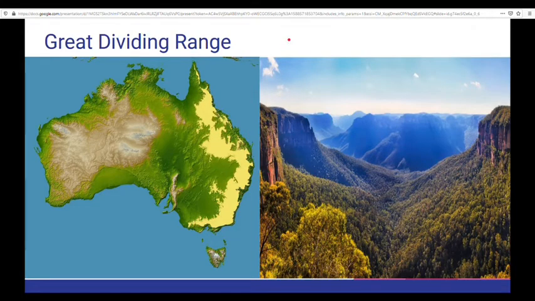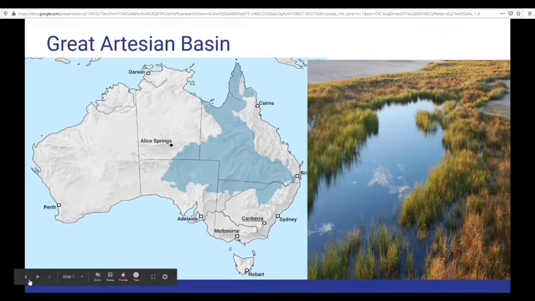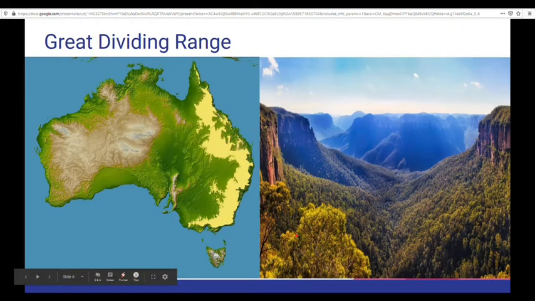So let's first talk about the Great Dividing Range. The Great Dividing Range is located on the eastern part of Australia, and most Australians actually live on the west of the Great Dividing Range. There are many plains. And the Great Dividing Range is about 2,237 miles long. And you can tell that no one lives here just by the vast mountains and scenery, so it makes it very hard to live in the area.